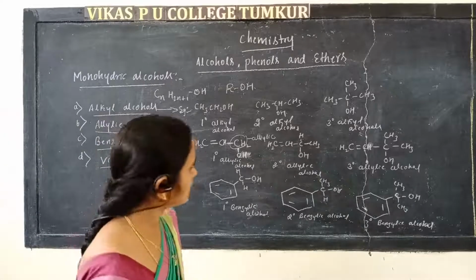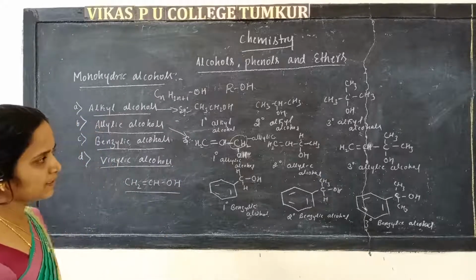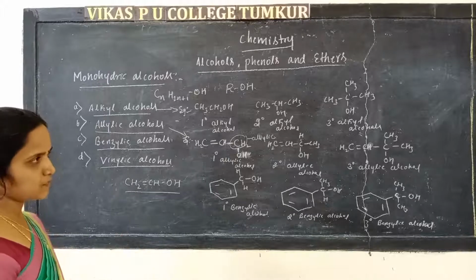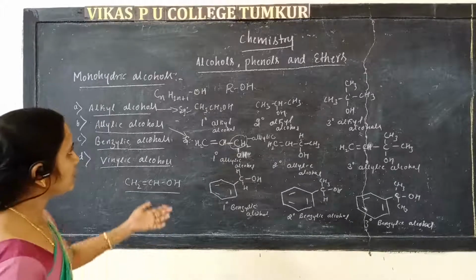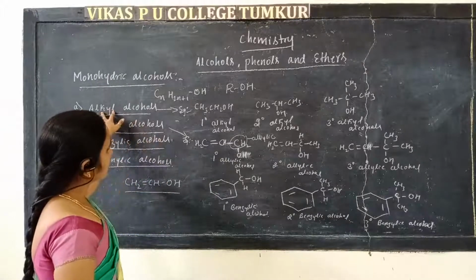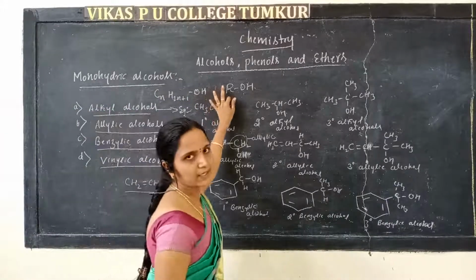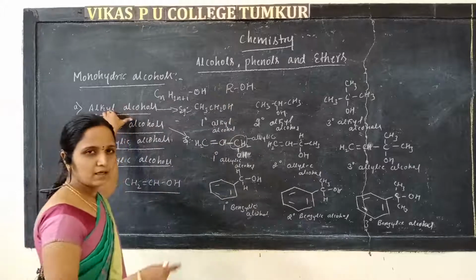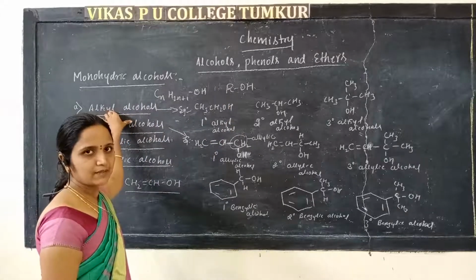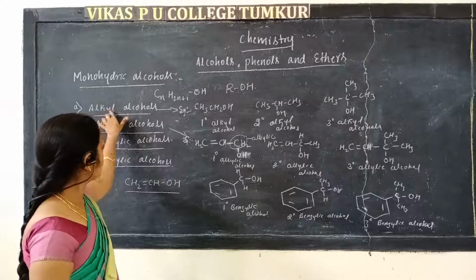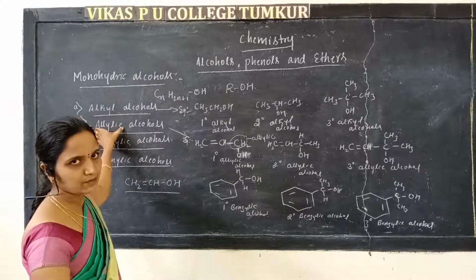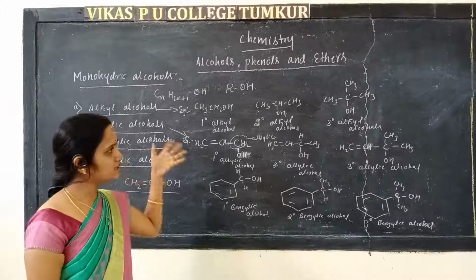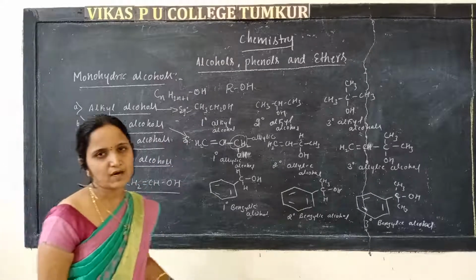This classification is based on the type of carbon which is attached to the substituents. Here R is nothing but alkyl or substituted alkyl. Alkyl means an open chain, saturated, monohydric alcohol, which we call alkyl alcohols. Allylic is substituted with the carbon. Benzylic is substituted with the carbon. This is the classification of alcohols.